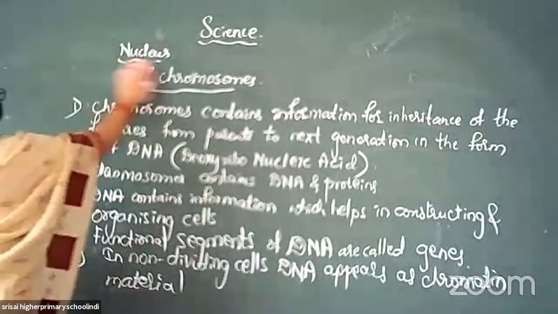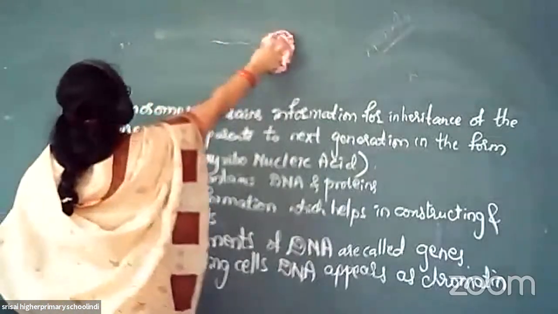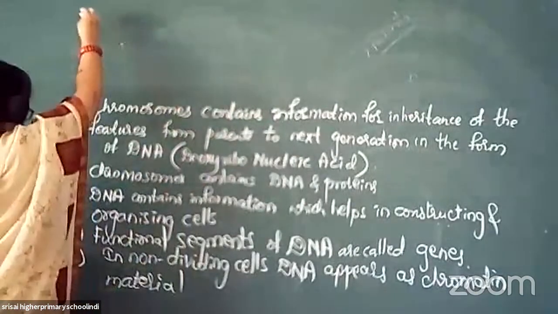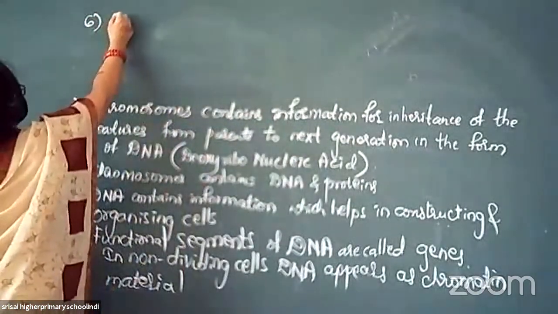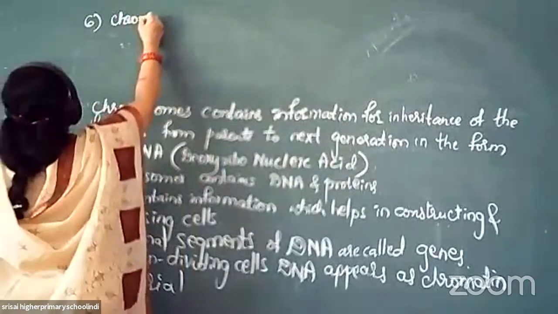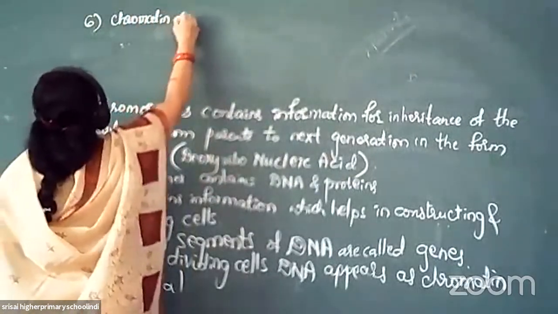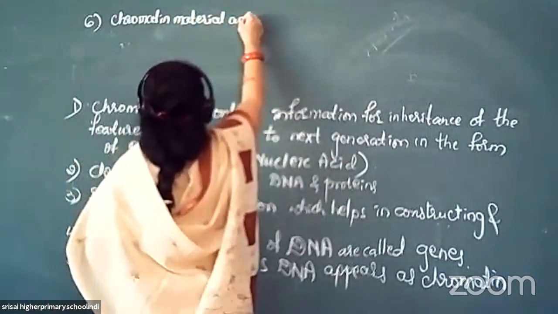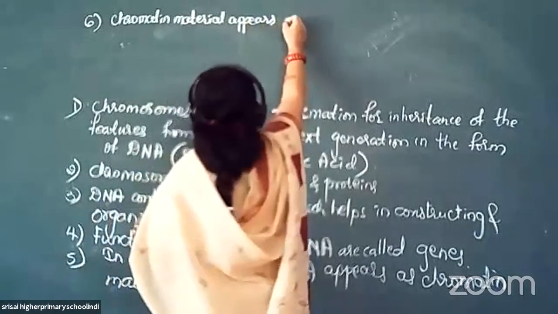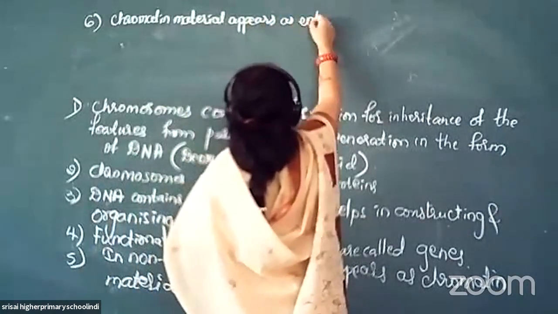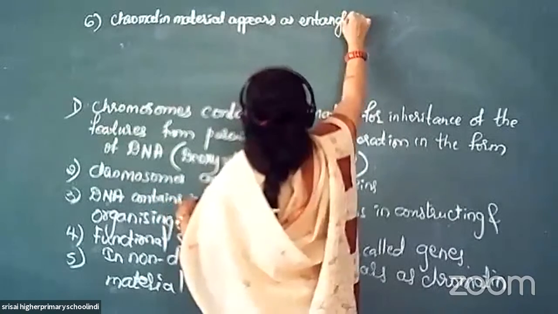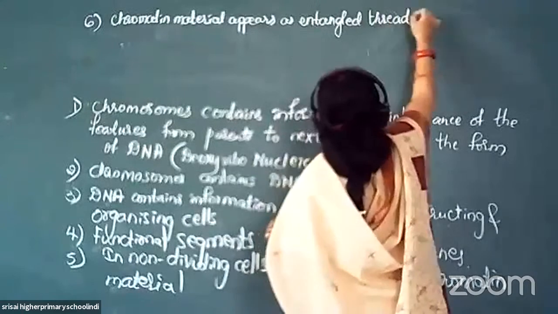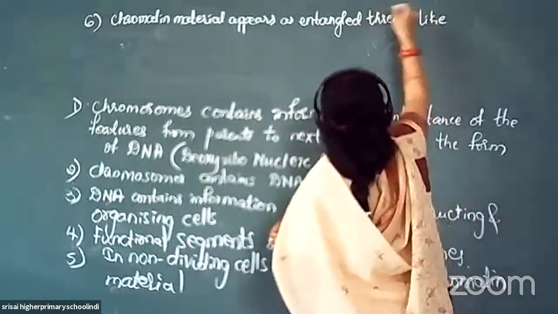Then this chromatin material, how does it look? It looks like a thread-like structure. Okay, an entangled mass of thread-like structure. Chromatin material appears as entangled thread-like structure.